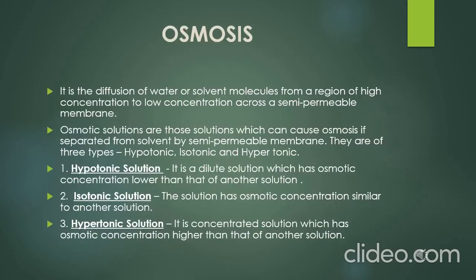Now another type of passive transport is osmosis. First we have studied diffusion. Now what is osmosis? It is the diffusion of water or solvent molecules. In diffusion, any kind of molecule will pass, whether it is a solid, liquid or gas. But in osmosis, it is the diffusion of only water or solvent molecules from a region of high concentration to low concentration across a semi-permeable membrane.